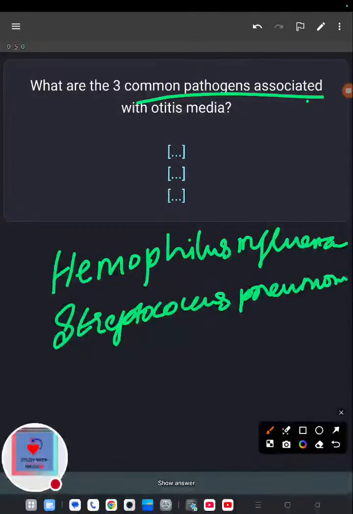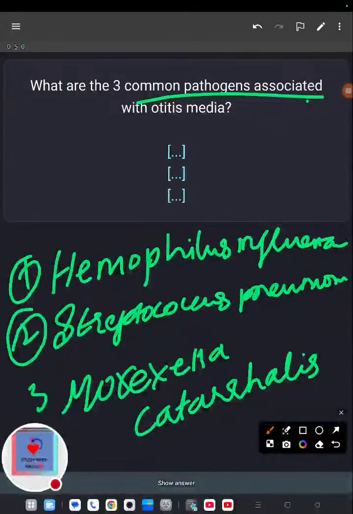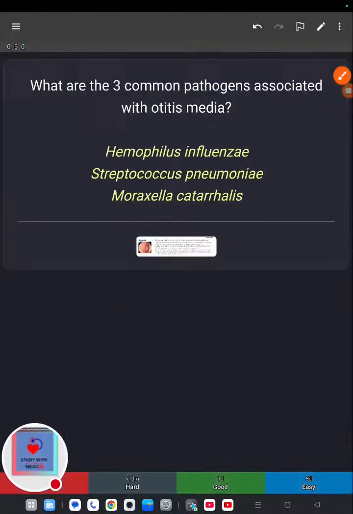Because these are related with the upper respiratory tract because of eustachian tube dysfunction, less than 2 years of age, the bacteria will colonize and cause middle ear infection, the complication of mastoiditis. Okay, and Moraxella catarrhalis. Okay, 1, 2, 3 organisms, HSM, or you can remember like MOSH.